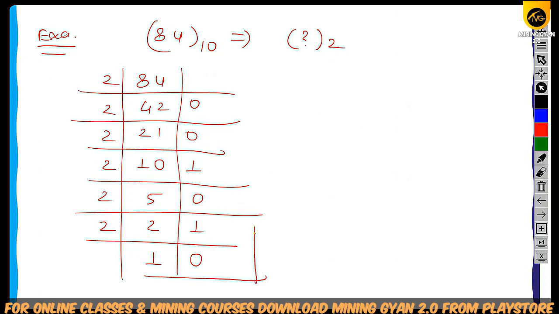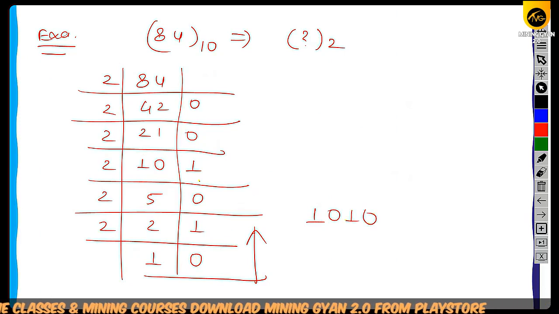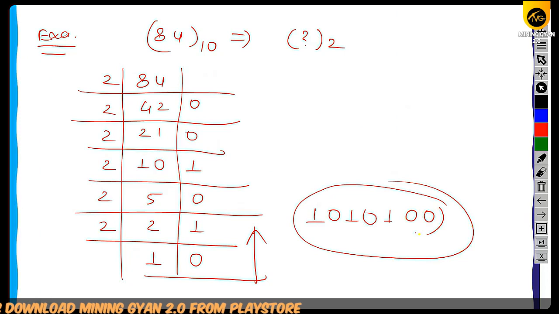The answer will be 1, and the second number is 0, the third one is 1, again 0 and 1, and the last ones are 0 and 0. So this is the binary form of 84, which is the binary number 1010100. Okay, so that's it for today.